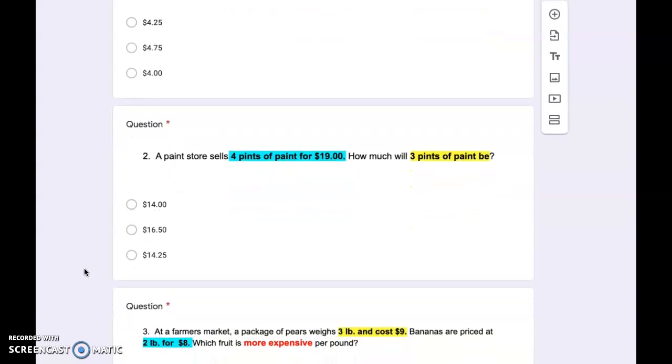Number 2. A paint store sells 4 pints of paint for $19. How much will 3 pints of paint be? Again, you are setting your equivalent rates up as money over the amount of pints. Your choices are $14, $16.50, or $14.25.